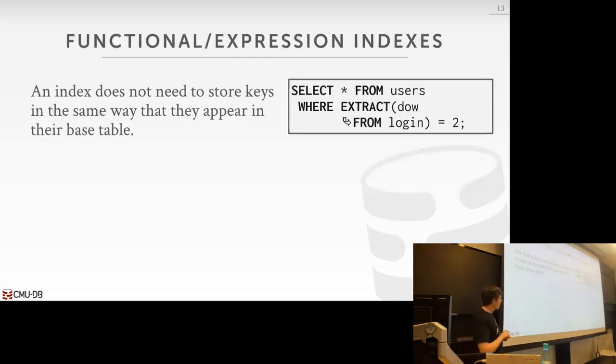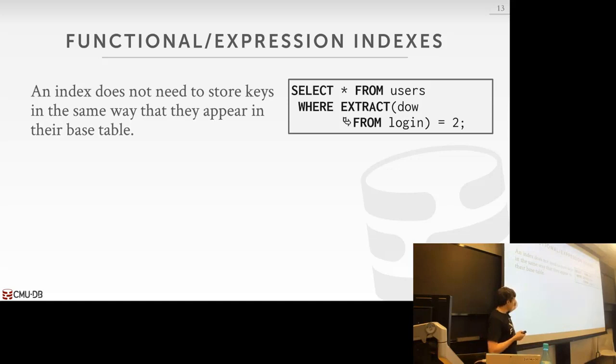The last kind of index I want to talk about is functional expression indexes. Everything we've shown so far, anytime we declare an index, we're always creating an exact copy of the key that's in the tuple and putting that in our index. But there may be some queries where we don't actually want to do a lookup on the exact value of a key. We want to do a lookup on some value that we derive from the key.